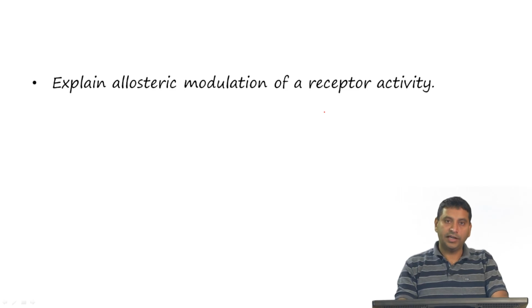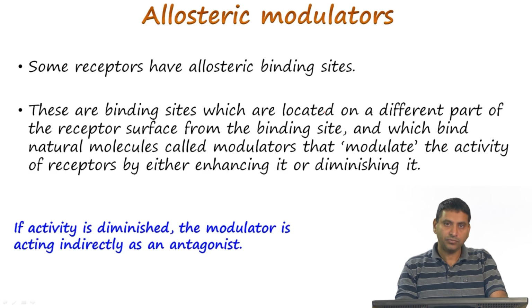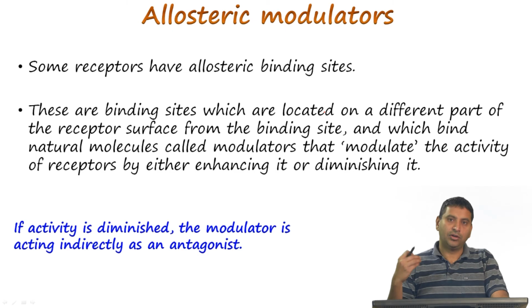Next question is, explain allosteric modulation of a receptor activity. Again, allosteric modulation is very important because it is a way in which receptors are regulated, and regulation of all these biological macromolecules is very important for a normal functioning of a cell. So, allosteric modulators are nothing but molecules which can bind to a site which is not the binding site, and modulate it.